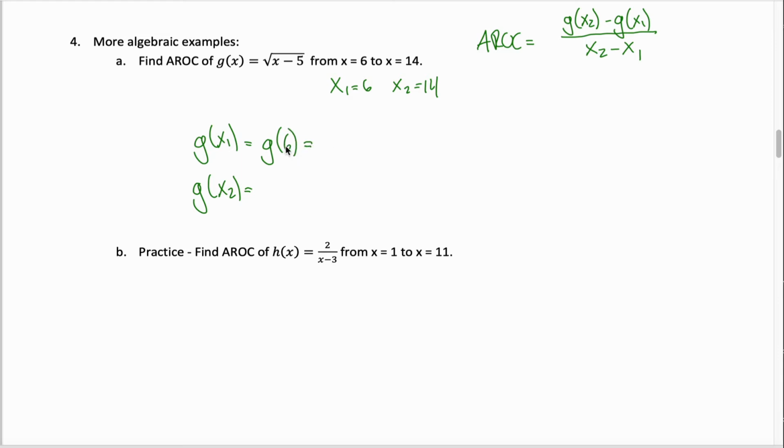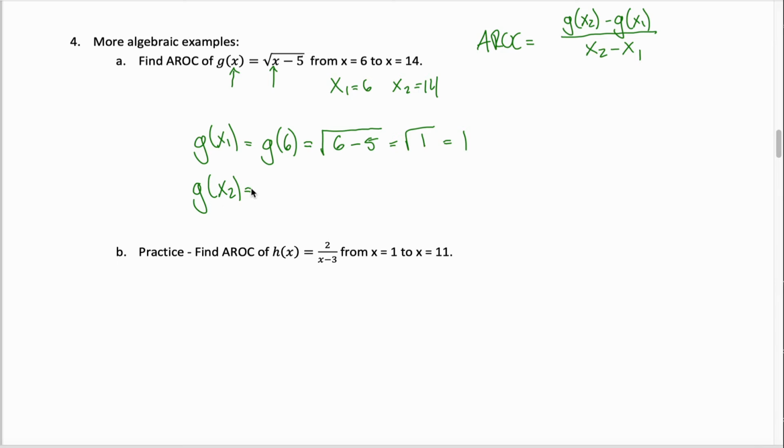I can figure out what comes out of this machine when I put 6 into it because I have the blueprint for the machine right here. This tells me what comes out of the machine when I put any value x into it. So to figure out what comes out when I put 6 in, I just copy exactly what I see here, except I change all the x's into 6's. So I get the square root of 6 minus 5. 6 minus 5 is 1, so I get the square root of 1, which is just equal to 1. What I'm saying is when you put 6 into this machine, 1 comes out.